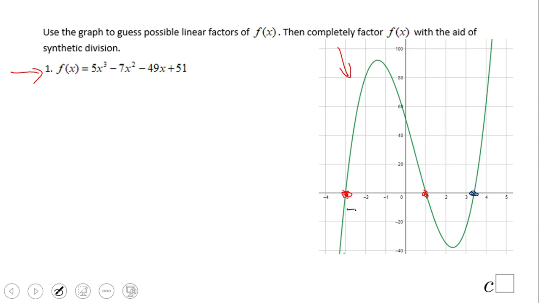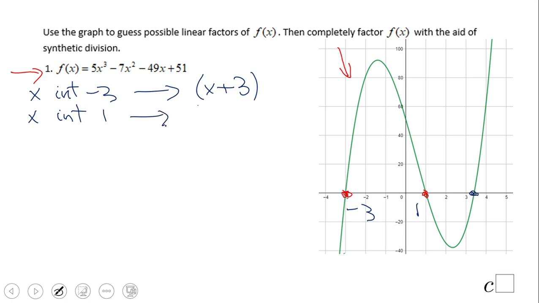But this one is -3 and this one is +1. So when you have an x-intercept of -3, we have what we call a factor of x plus 3. Very simple to remember: -3 plus 3 is 0. What is the other intercept? The other intercept that we can read is +1. So what do we have? x minus 1. We have these two factors.